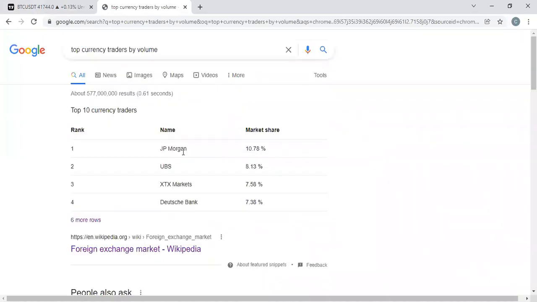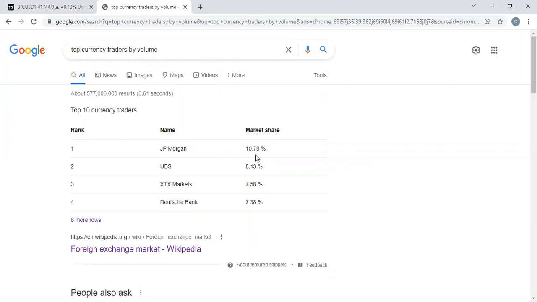Number one, you see JP Morgan. Is in the United States. They have 10.78% of the whole market. That means their money makes up about 10% of the whole market. You have UBS, we have Deutsche Bank, we have Bank of America, and so much more. So these are the guys that actually move the market.